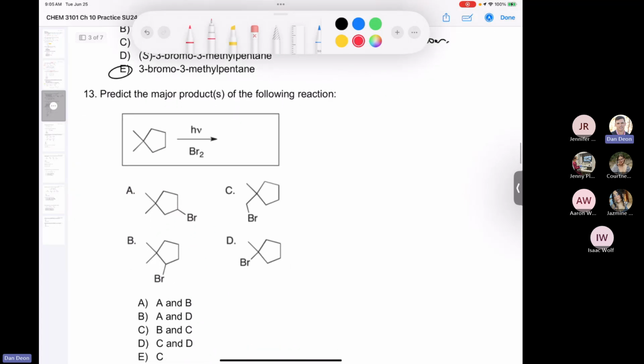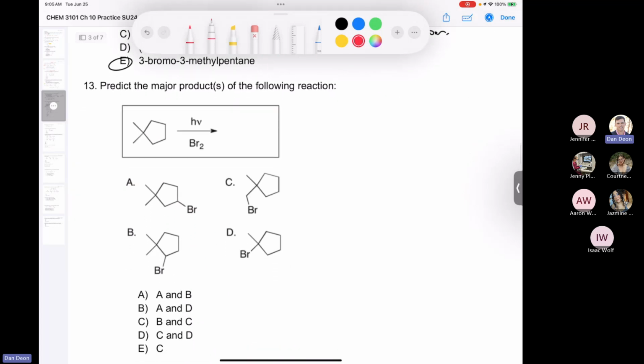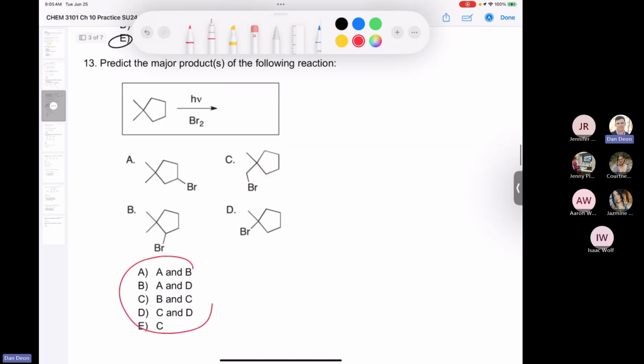Okay. Number 13, predict the product. It says predict the major products of the following reaction. So, part of being a good scientist is thinking on your feet. My knee-jerk reaction is to try to look for a tertiary position, but there's no double bond, and there isn't any tertiary position in here. And you can see from the answers that it could be a mixture.